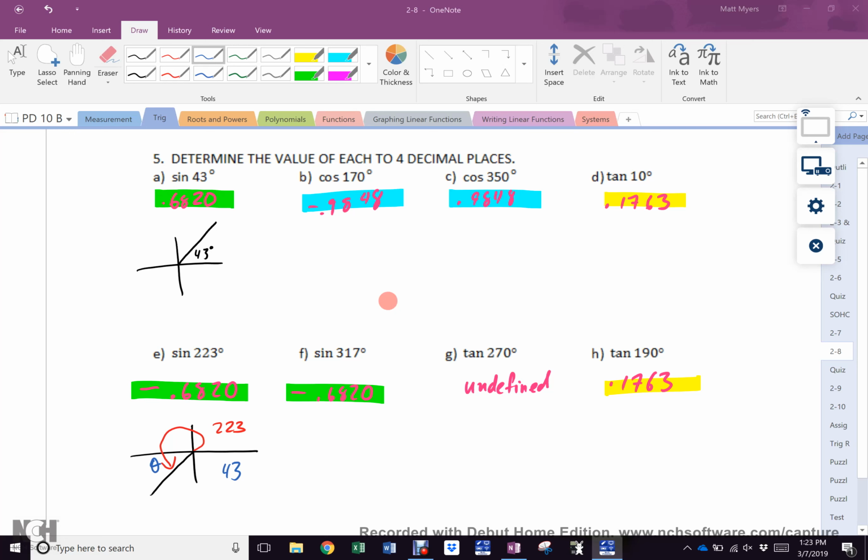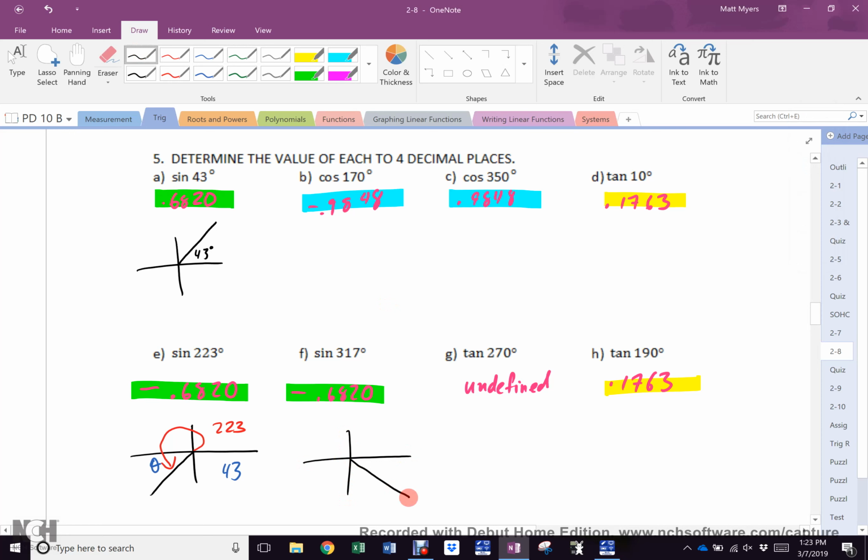Okay. Come to this next one that's the same color. Where is 317? Quadrant 4, down here. There's the 317. What's the reference angle? Wait, it is 43. So, when we do sine, cos, and tan, you should notice that it is always going to give us a reference angle, isn't it? Right?